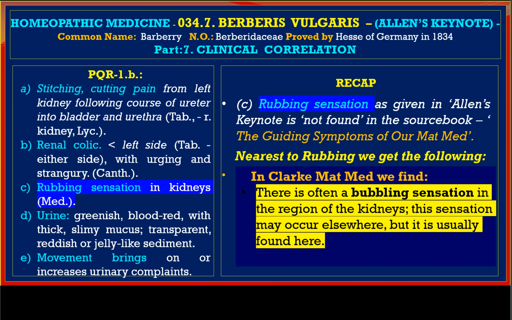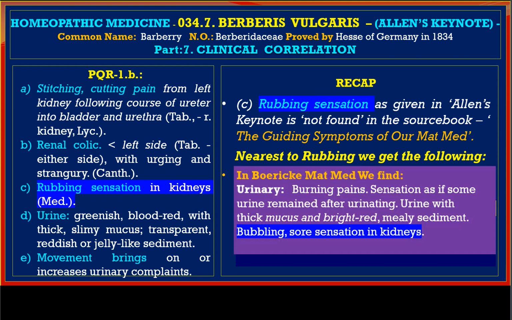We consult the Clarke Materia Medica, and here we find that there is often a bubbling sensation in the region of the kidneys. This sensation may occur elsewhere, but it is usually found here. To correlate this, it is further confirmed in the urinary symptoms: urine with thick mucus and bright red mealy sediments, burning pains, bubbling sore sensation in the kidneys. A very direct symptom is coming up here, very direct symptom.